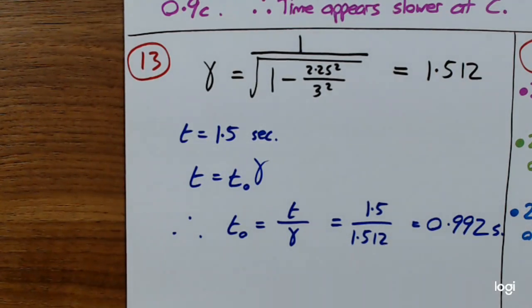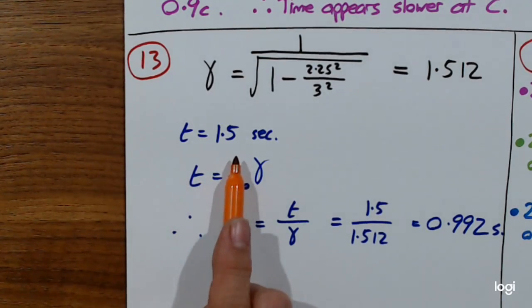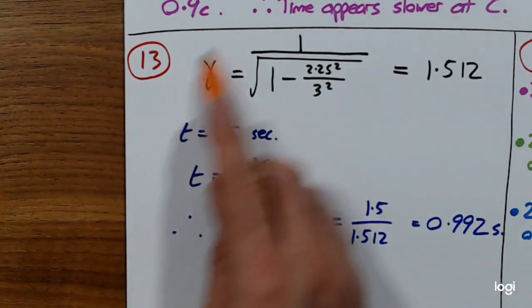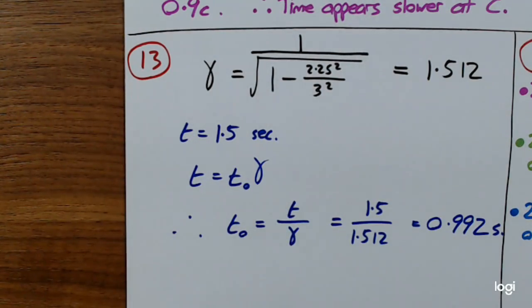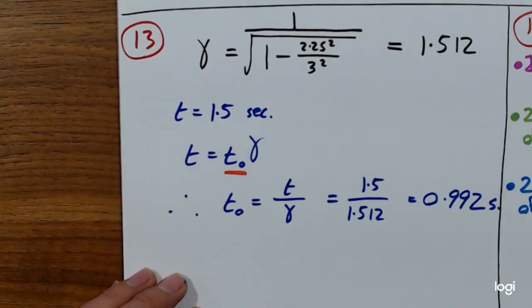And you had to find out how much time would have passed on the swimmer's watch if the time on the clock said 1.5 seconds. So you need the Lorentz factor here. And the proper time is the time on the thing that's doing the moving. And that's what we have to find out.